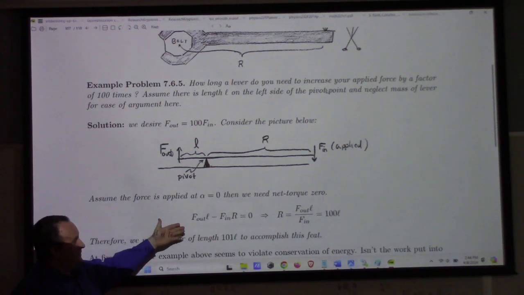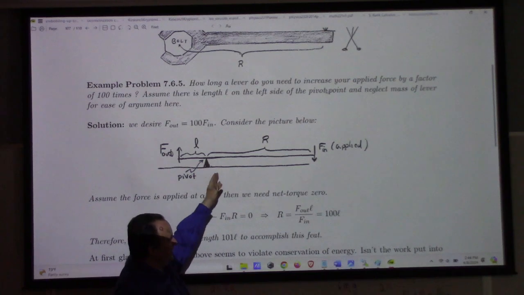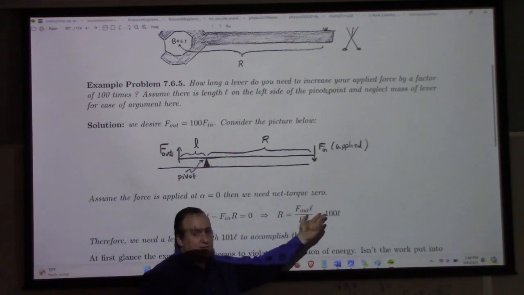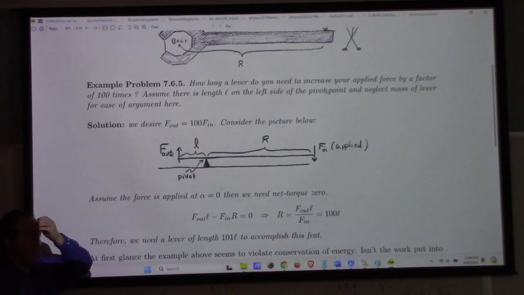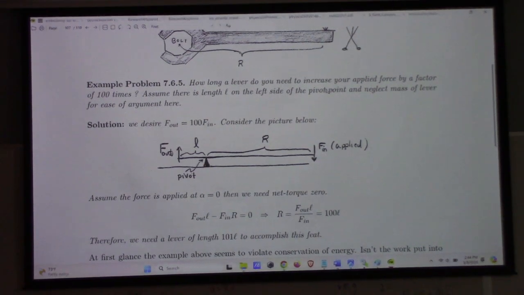So solve for R, and you get that the distance of the applied force from the pivot point has to be 100 times further away than the pivot point to the point of application. So you get a force multiplication of 100 times if you've got this set up, right? Now, obviously, this puts incredible pressure on the pivot point, in terms of practical application of this.